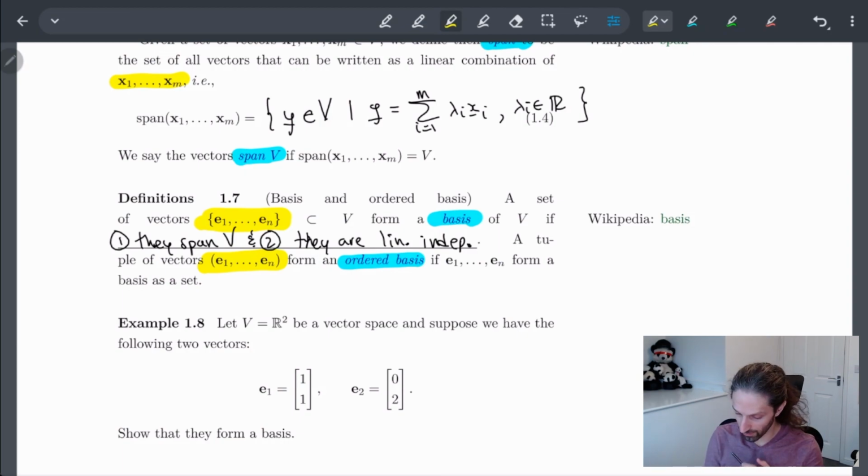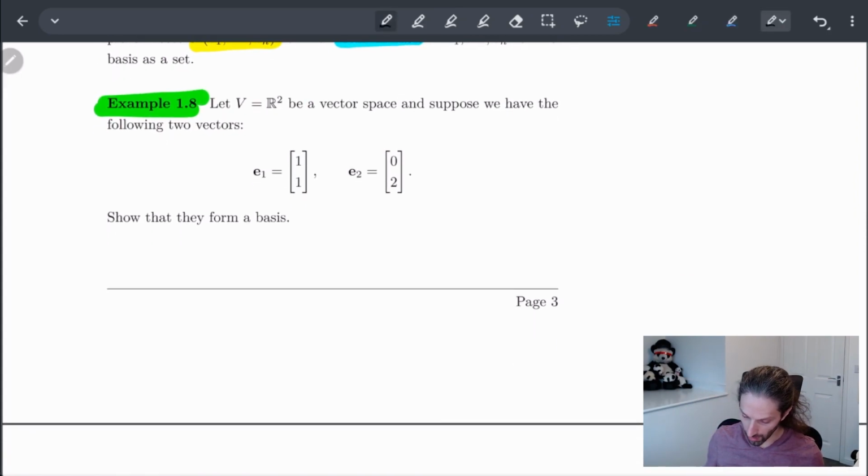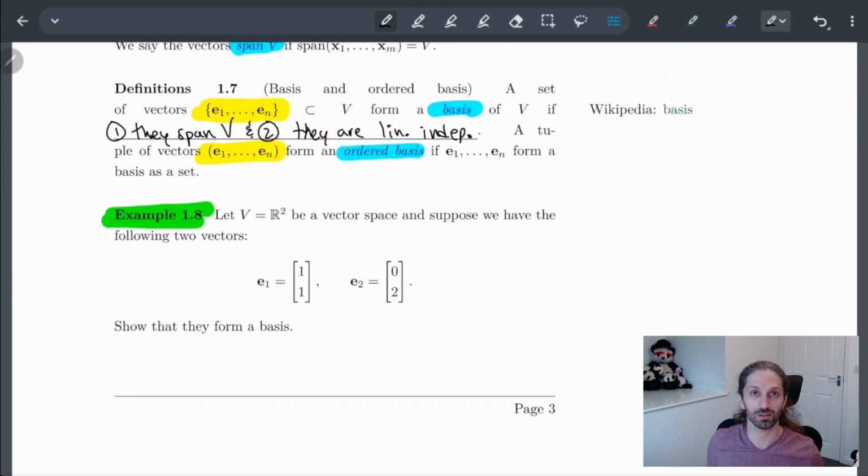So let's look at an example of a basis. Here we're going to take a fairly small vector space, R2. I'm going to give you two different vectors. E1 is the column vector (1, 1), and E2 is the column vector (0, 2). I want you to show me that it's a basis. So we have to show two things. The first thing I want to show, I'll actually do this backwards: I'll show linear independence first.